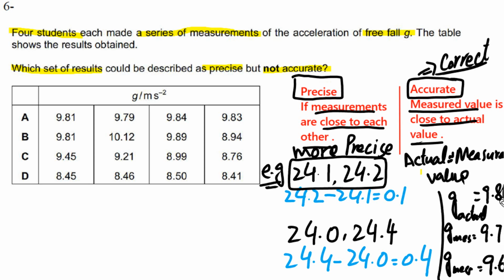Which one is more accurate? Accurate means which one is closer, simply which one is closer to 9.81. As you can see, 9.7 is closer to 9.81. So we will say this one is more accurate. This is how we can determine accurate. And this other one we will say is not accurate because it is not close to 9.81.